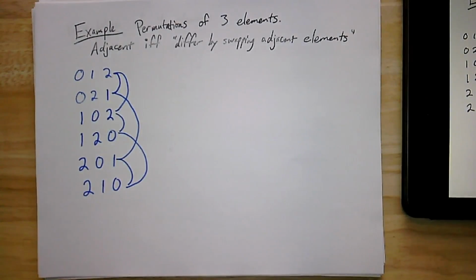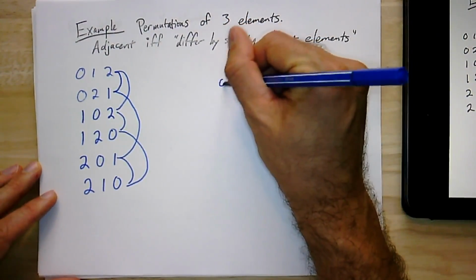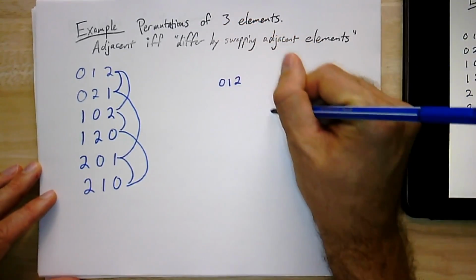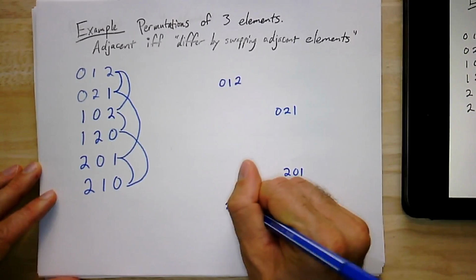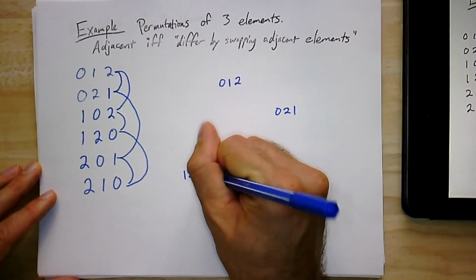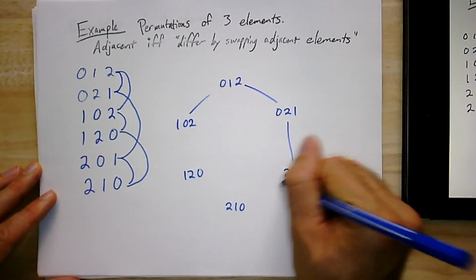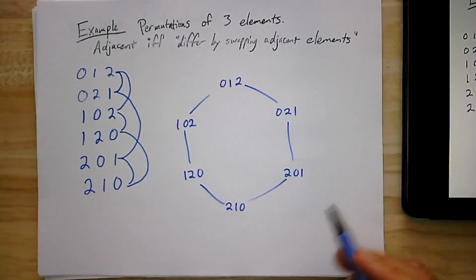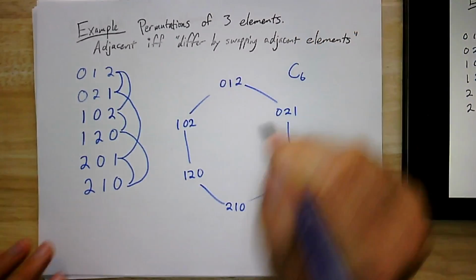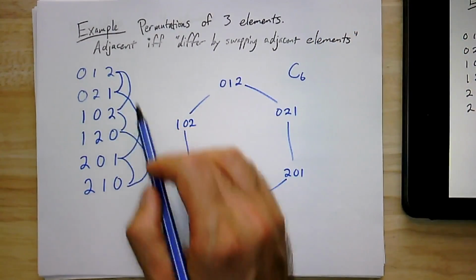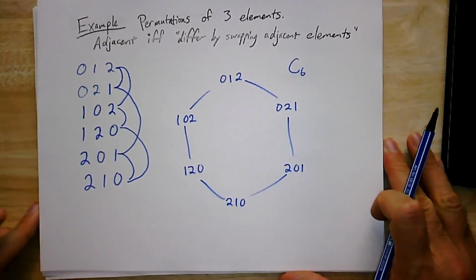So I've drawn these arrows. A maybe nicer way to draw it is something like this: 0 1 2, 0 2 1, 2 0 1, 2 1 0, 1 2 0, 1 0 2. And it's nicer because now I see that I actually know this graph. This is just C6, isomorphic to a cycle on 6 vertices, which I could probably have picked out of this, but it would have taken a little more work.